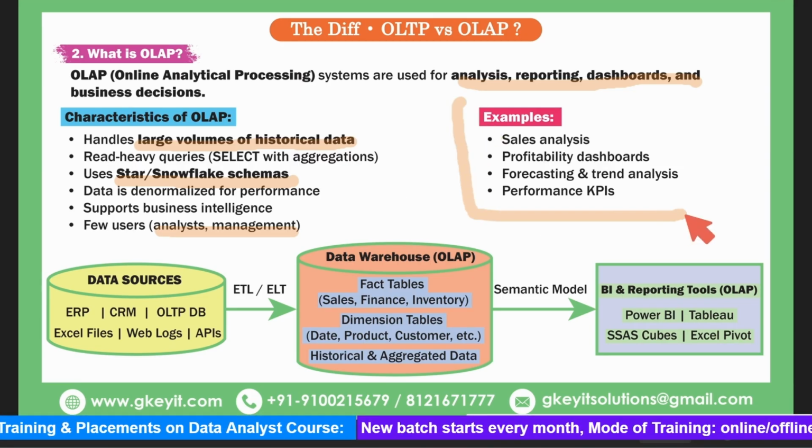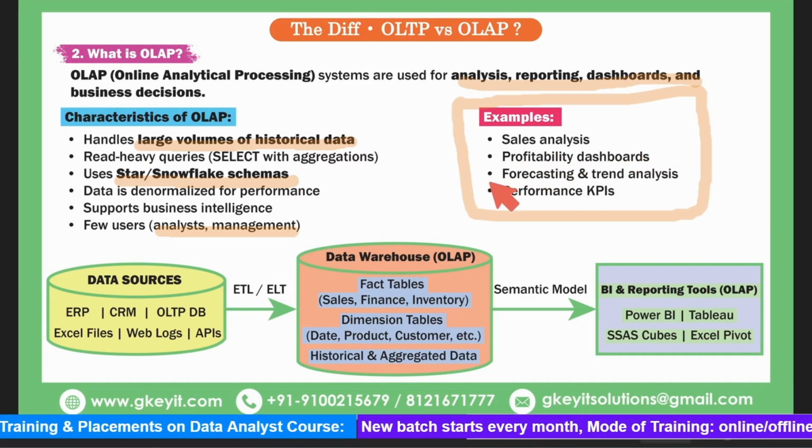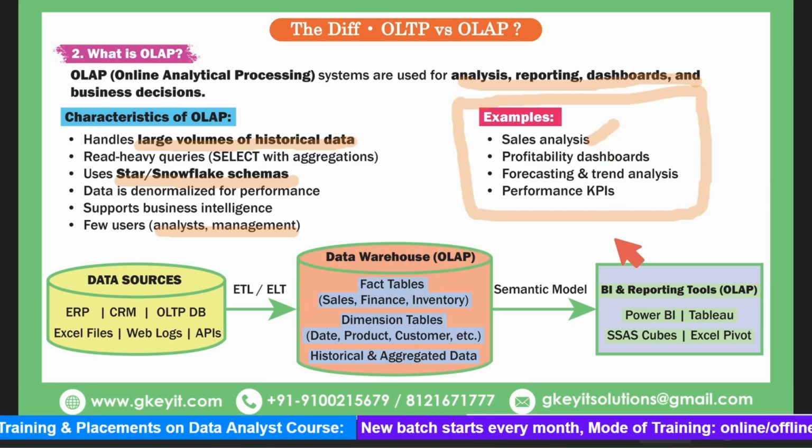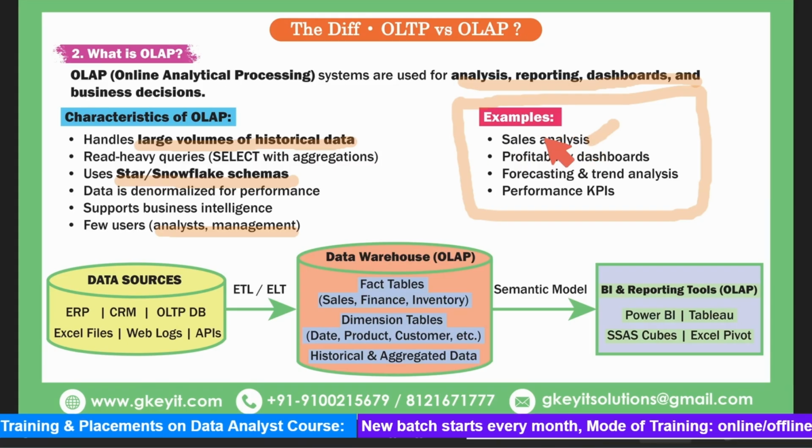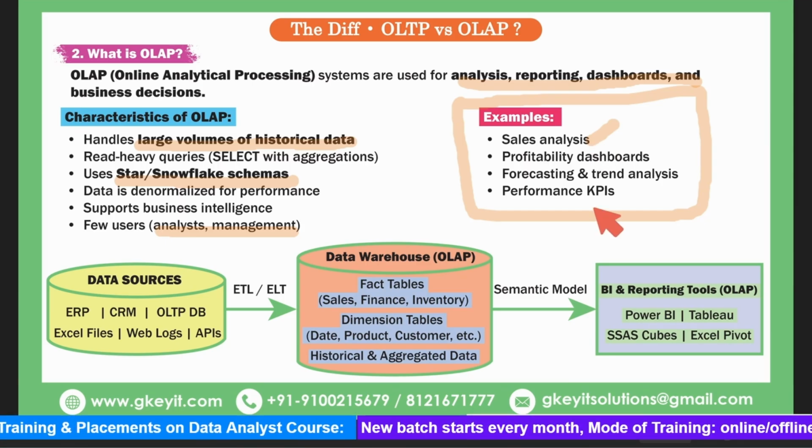Examples of these systems are sales analysis, profitability dashboards, forecasting and trend analysis, performance KPIs. These are the different examples. Let us see the sales analysis. For any sales project, every day there would be lakhs of transactions. All that data gets into the data warehouse. Based on that historical data, they'll make reports which show them the sales analysis. Based on that analysis, they'll make the decisions. They means the analysts and management of the particular business or organization.